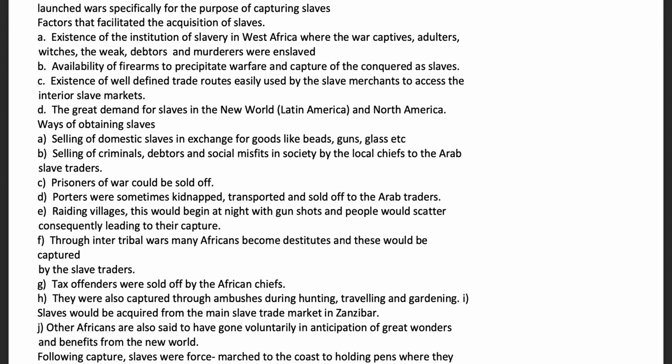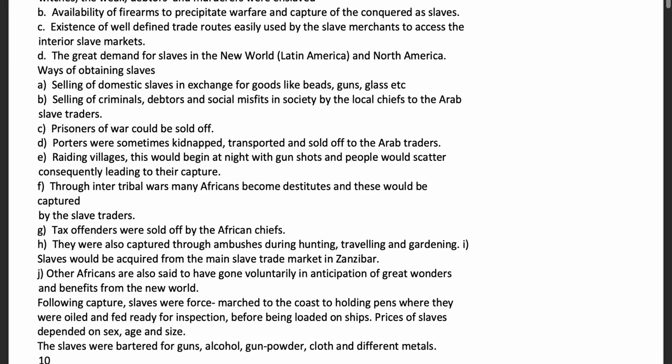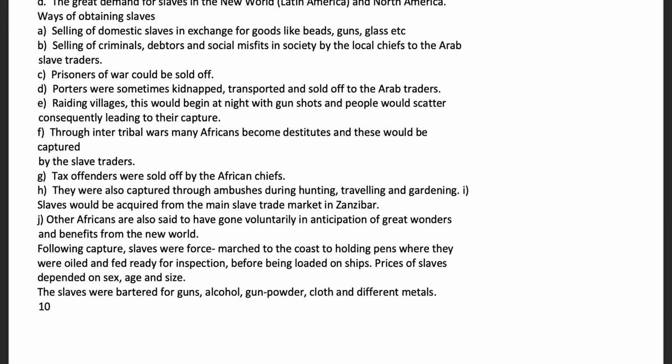D. The great demand for slaves in the New World, Latin America and North America. Ways of obtaining slaves. A. Selling of domestic slaves in exchange for goods like beads, guns, glass, etc. B. Selling of criminals, debtors and social misfits in society by the local chiefs to the Arab slave traders. C. Prisoners of war could be sold off. D. Porters were sometimes kidnapped, transported and sold off to the Arab traders.